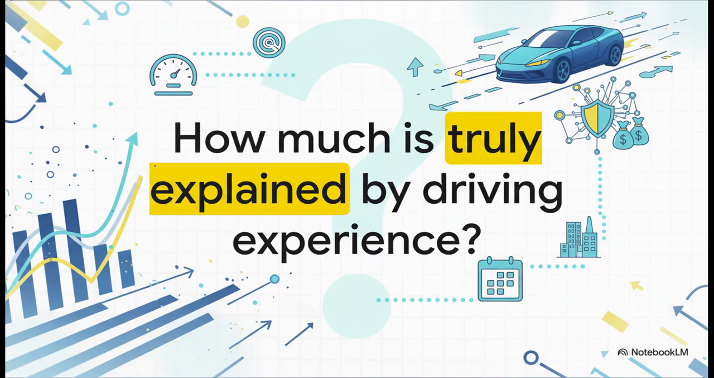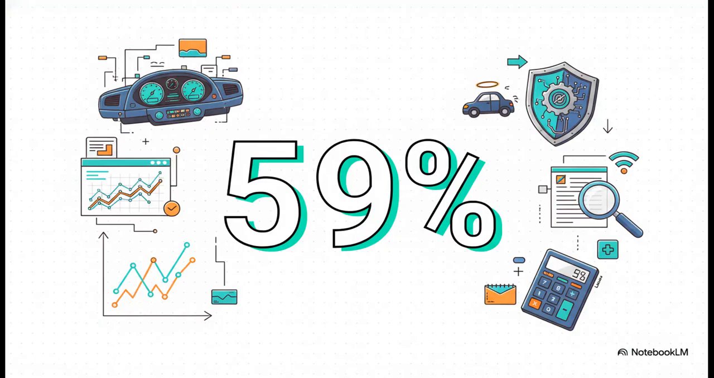Of course not. So, how much of the variation in price is actually explained by our line? How much of the story are we really telling here? The answer? 59%. And that number has a name. It's called R-squared, and it's basically a report card for our model. It tells us how good of a job it's doing.